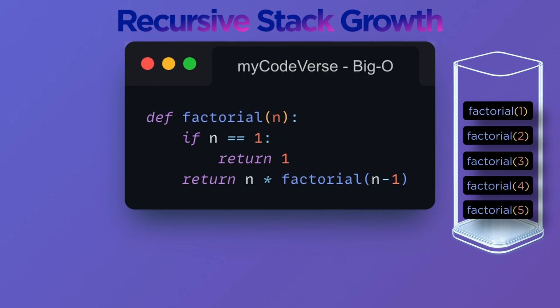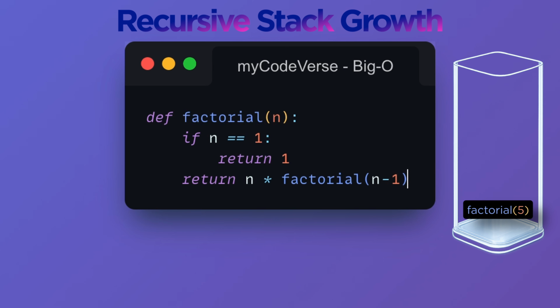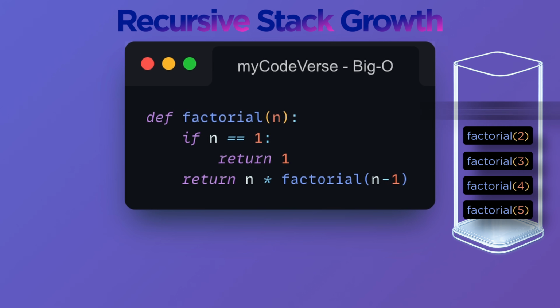Now here's the key idea. Each of those function calls gets placed on something called the stack. They don't disappear immediately, they wait there until the deepest call finishes. Only then do they start returning one by one. So if we start with 5, there are 5 stack frames. If we start with 100, there are 100 stack frames. So memory usage grows with the depth of recursion, even though we didn't create an array. Even though we didn't allocate a list, the stack itself is using memory. So space complexity here is O of n, linear stack growth.